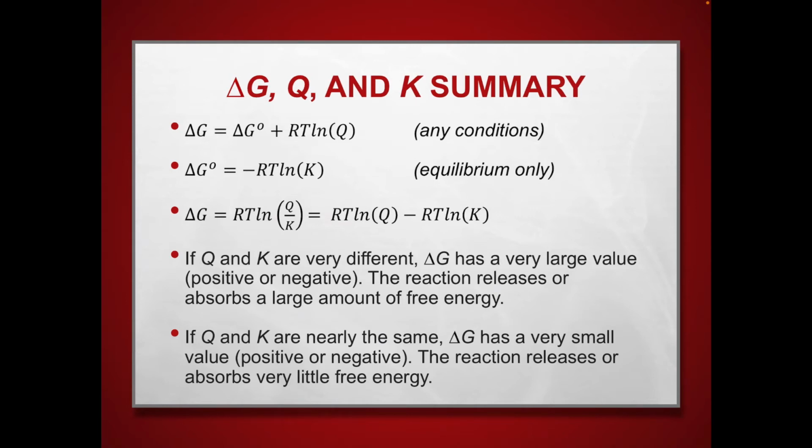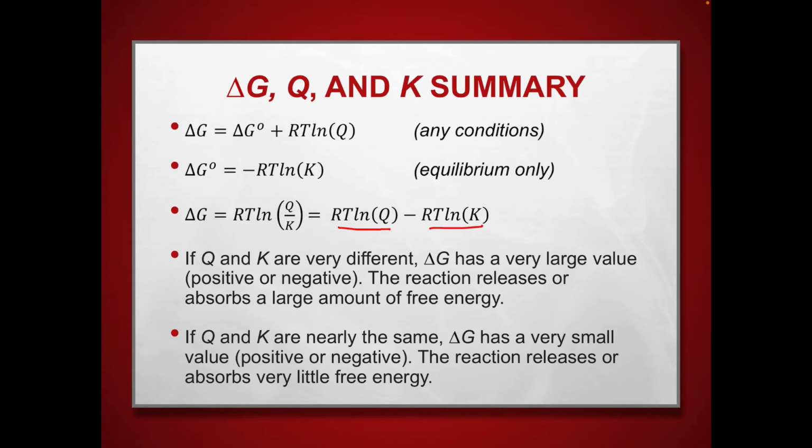And then if you had a ratio of Q versus K already, you could use that third equation there. That's kind of uncommon that you might have it, but it's not totally like it's never going to happen. So you can use RT natural log of Q over K, or when we have natural logs or logs at all and we're dividing them, then that's the same thing as taking the log of one minus the log of the other. So you can break it apart that way.